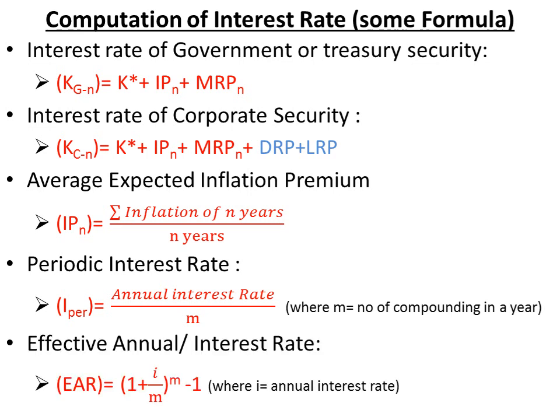And the next one is the effective annual rate, or effective interest rate. The effective rate EAR is equal to 1 plus I upon m, to the power m, minus 1. Have a look. I upon m means the I per, the periodic interest rate, where I is the annual interest rate. Look at the formula. These formulas are useful for the next time.